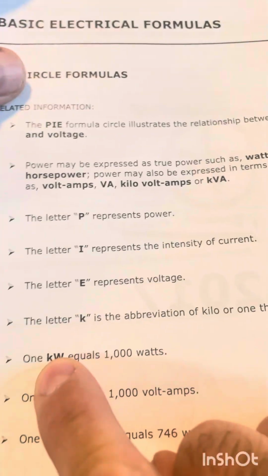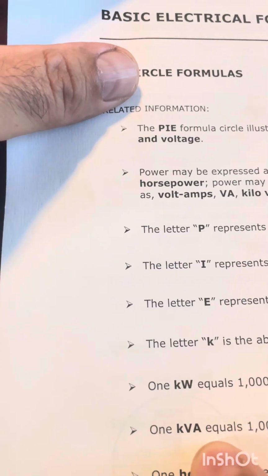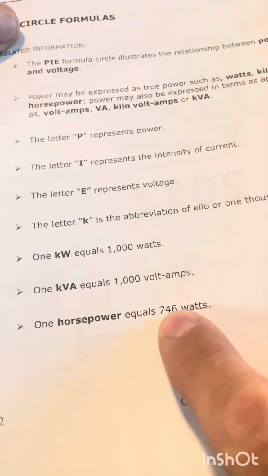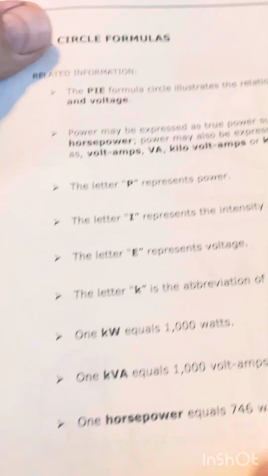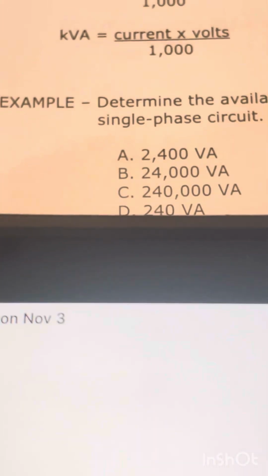kW equals 1,000 watts. The K will always equal 1,000. 1 kVA equals 1,000 volt amps, and 1 horsepower equals 746 watts.